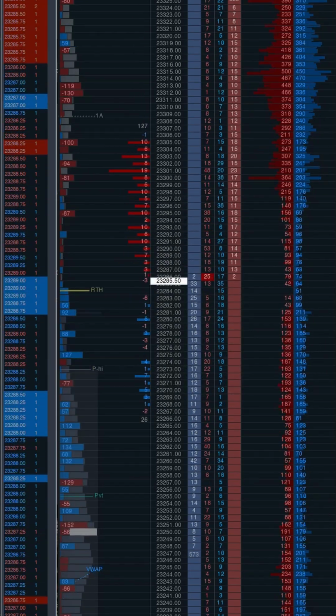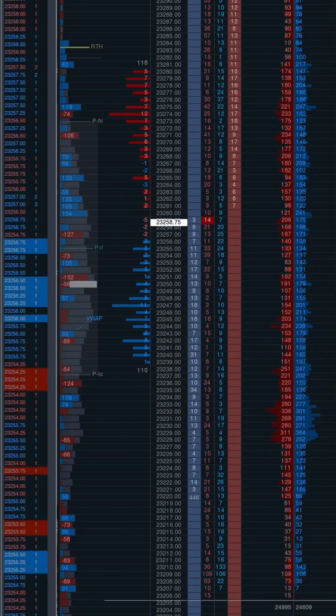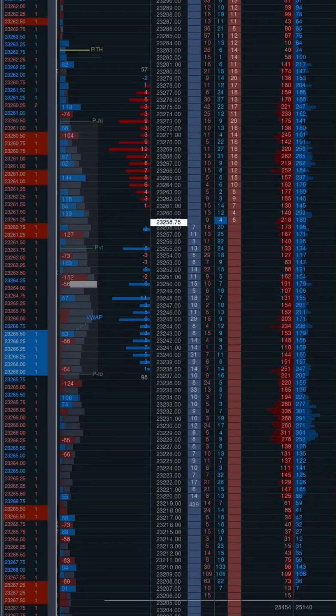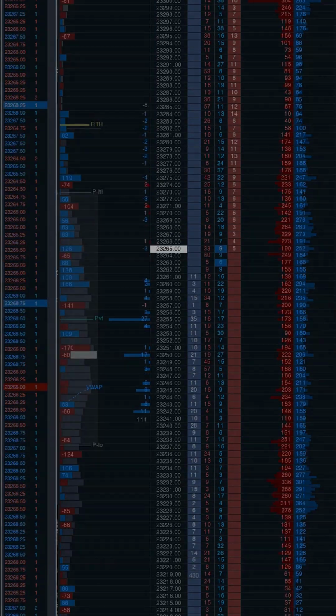Understanding this distinction is key. The DOM shows where liquidity is resting, while the tape shows who is taking that liquidity.